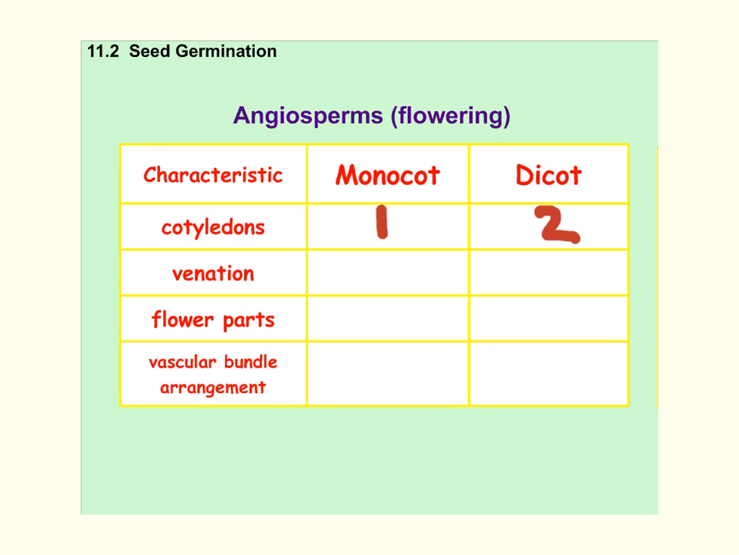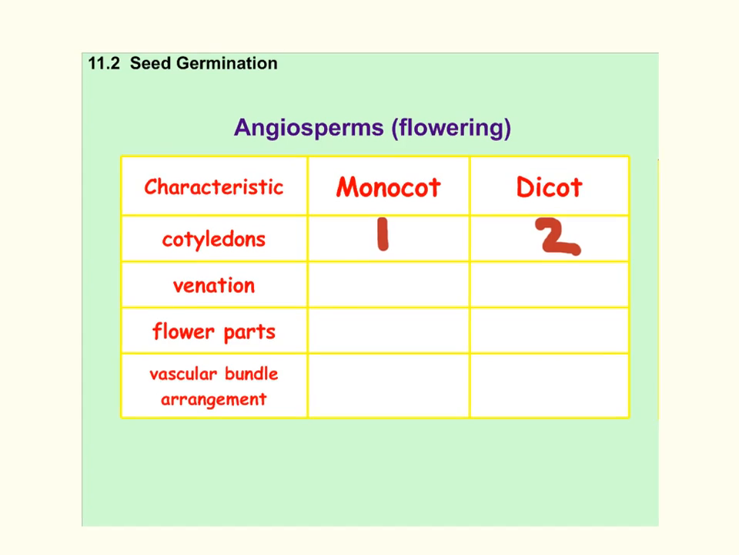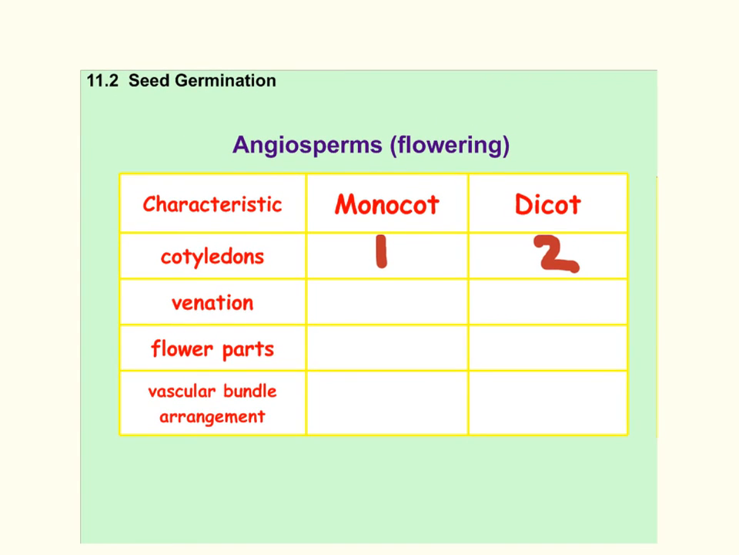Now next up we have venation. All right, we basically have 2 options. We can have parallel venation and net venation. Now in monocots, I'm just going to put a P down here because that is definitely considered parallel. And in dicots, it would be considered net, so I'm going to put an N down there.